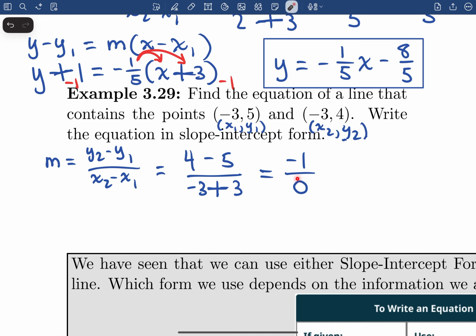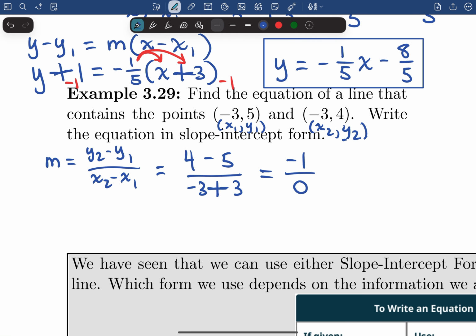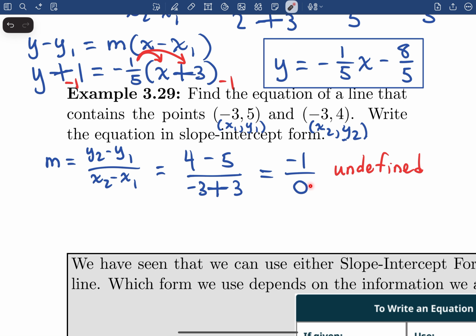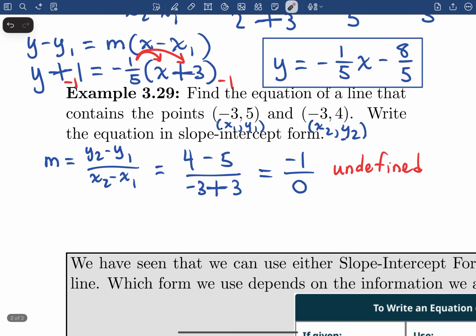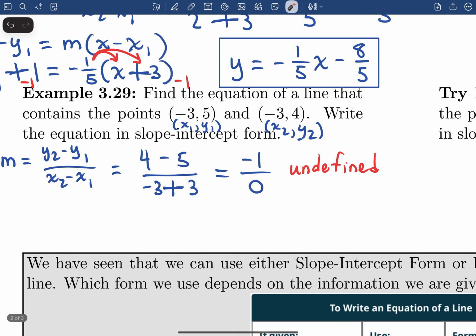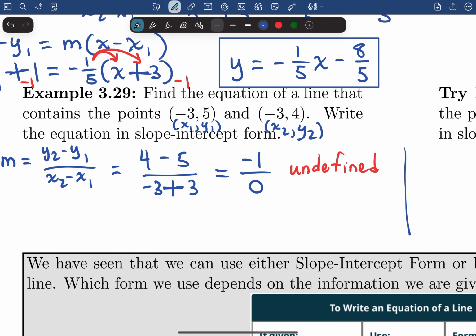But if the run is 0, well, that means that this is a vertical line. In fact, whenever we divide by 0, we call that something. We call that undefined. That's what the name of the slope is. Okay? So the slope is undefined because when we divide by 0, the slope is called undefined. Now, that creates a vertical line. Okay, so we know based on the slope that this is a vertical line.